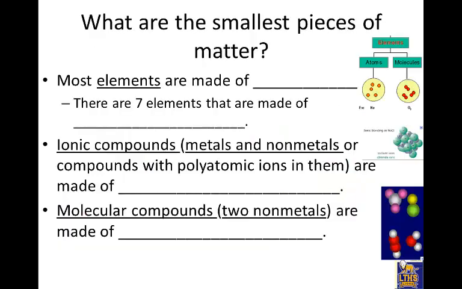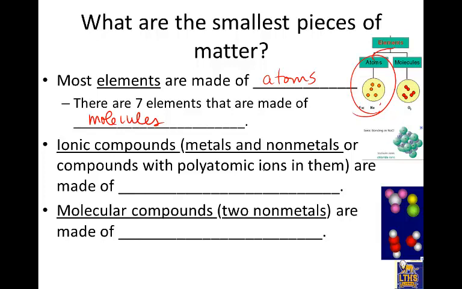So what are the smallest pieces of matter? Most elements are made of atoms. But there's 7 elements that are made of molecules. Do you know which 7? The super 7, the diatomic elements, are made of molecules. So atoms represent most elements, and molecules represent 7 elements, so these are called representative particles.